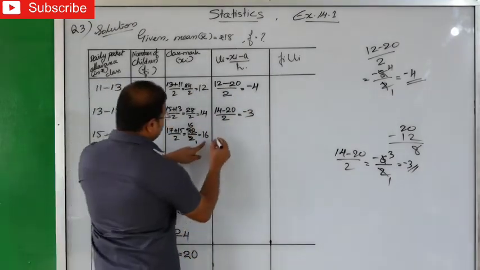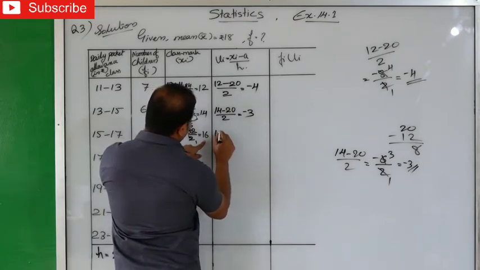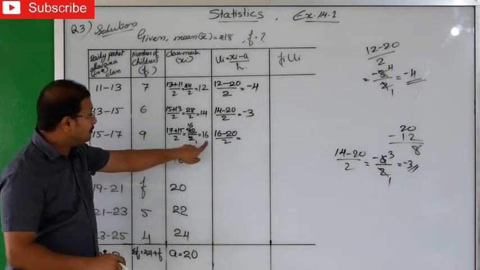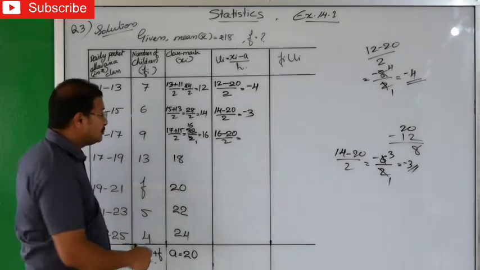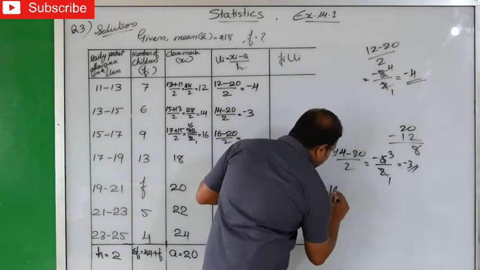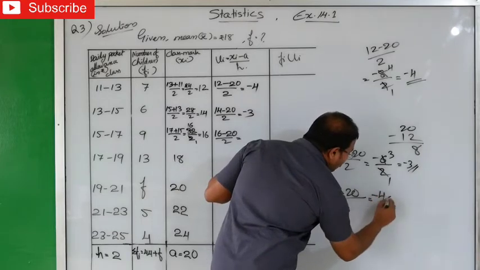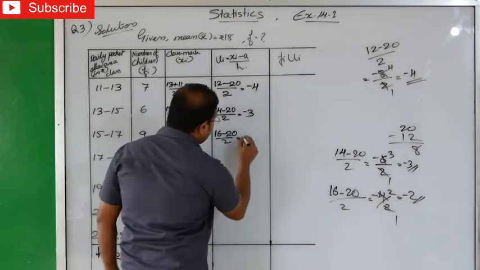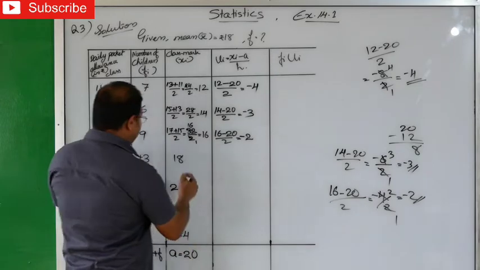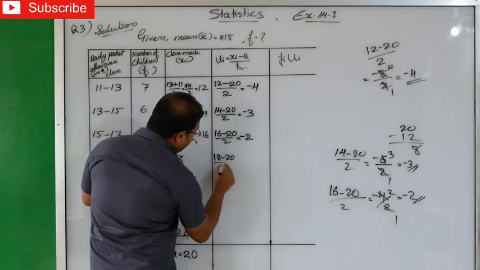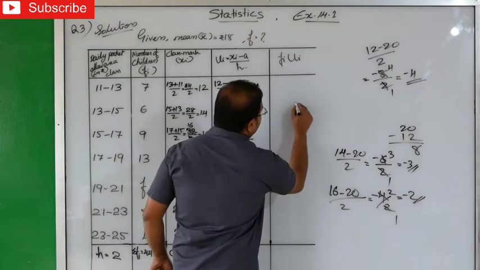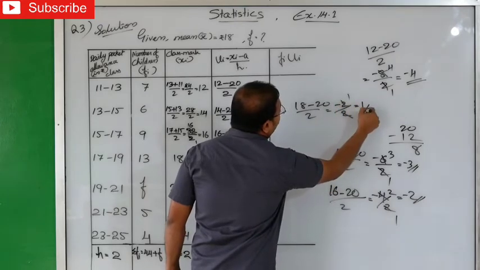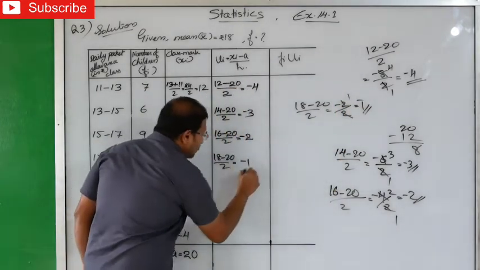Next, what we'll do? 16 minus 20 by 2, because Xi minus A by h. That means what you'll get? 16 minus 20 by 2 means minus 4 by 2. 2 ones are 2, 2 twos are 4. So the answer is minus 2. See, we got it here, minus 2. Ready? Next step. 18 minus 20 by 2 means minus 2 by 2. Cancelling, we'll get 1. That means minus 1. So we got it minus 1.